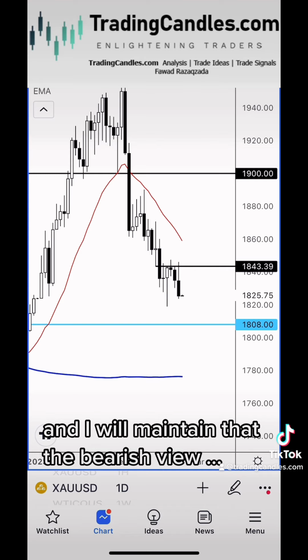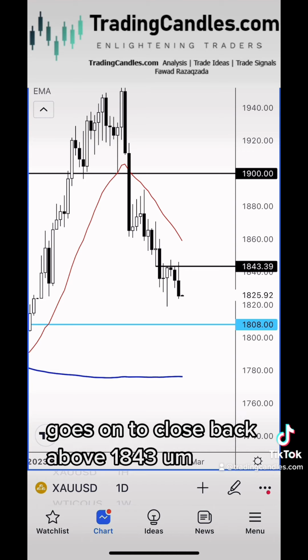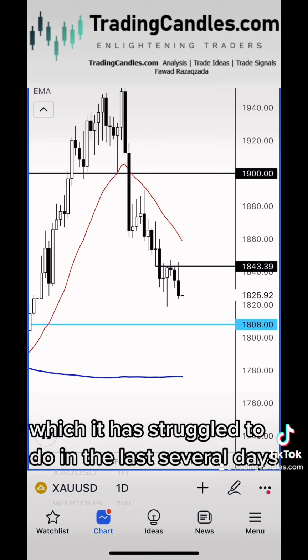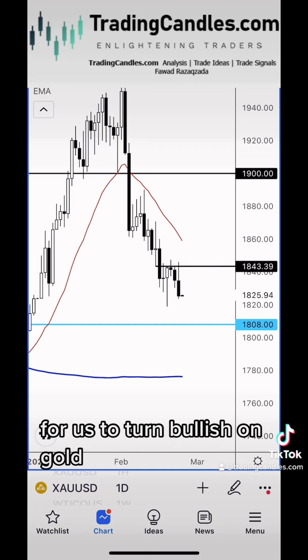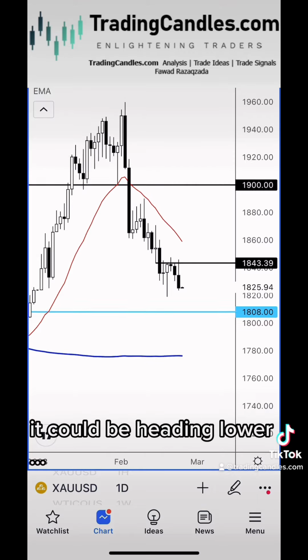action, and I will maintain that bearish view unless gold goes on to close back above 1843 or 1844 level, which it has struggled to do in the last several days. So that level needs to be reclaimed by the bulls for us to turn bullish on gold in the short-term outlook. As things stand, it could be heading lower.